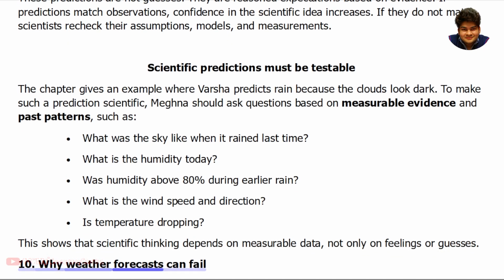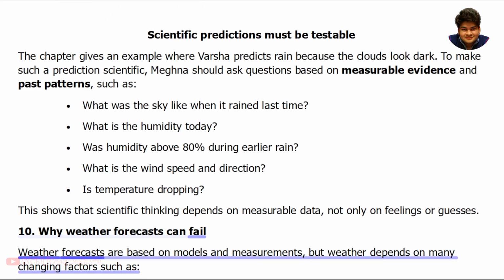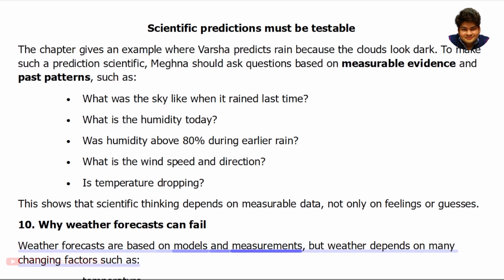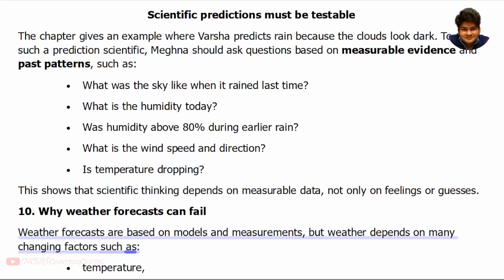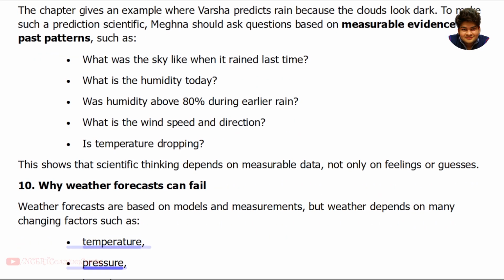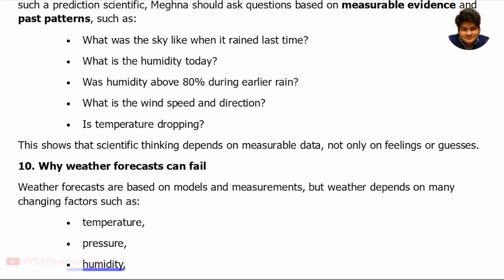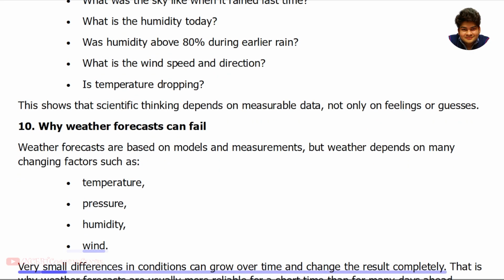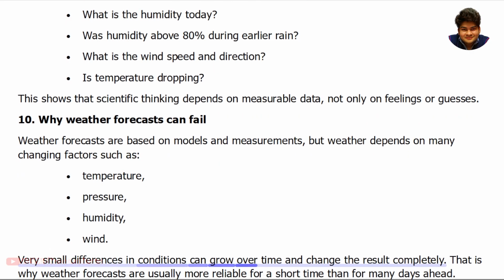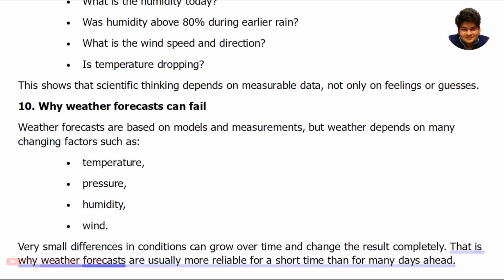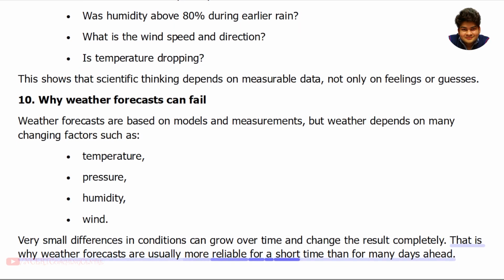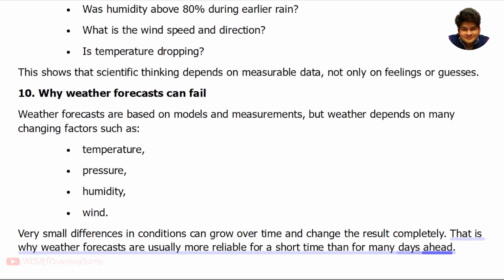10. Why weather forecasts can fail. Weather forecasts are based on models and measurements, but weather depends on many changing factors such as temperature, pressure, humidity, wind. Very small differences in conditions can grow over time and change the result completely. That is why weather forecasts are usually more reliable for a short time than for many days ahead.